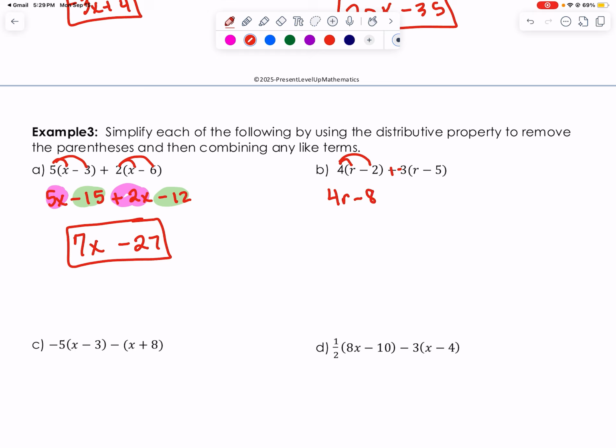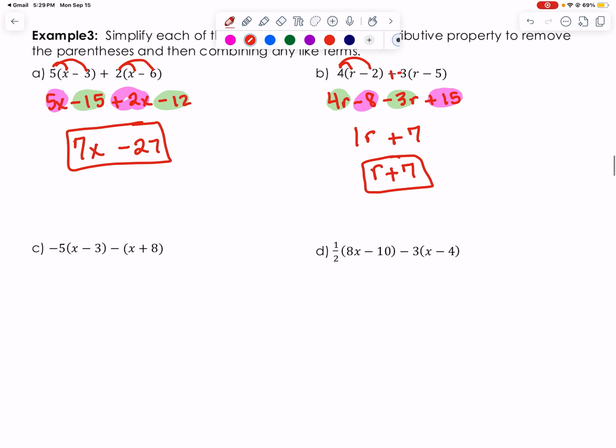Negative 3 times r would be negative 3r. And negative 3 times negative 5, positive 15. Now we want to look for any like terms. So we have 4r minus 3r, and that would be 1r. And then we have negative 8 plus 15, and that would give me positive 7, which is the same thing as r plus 7.